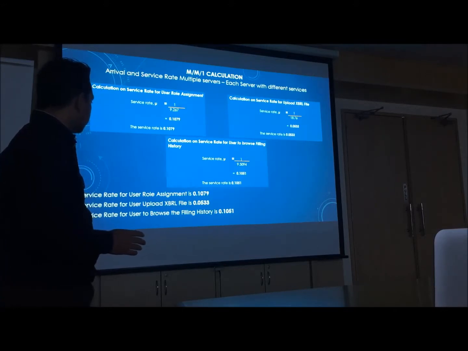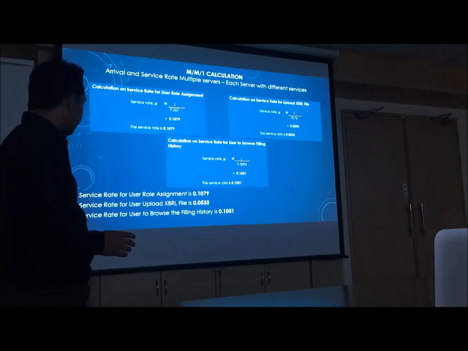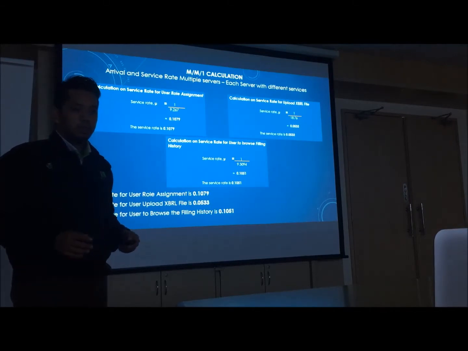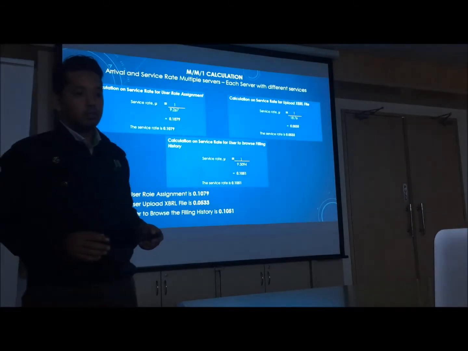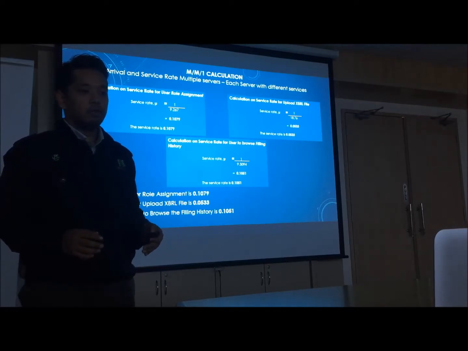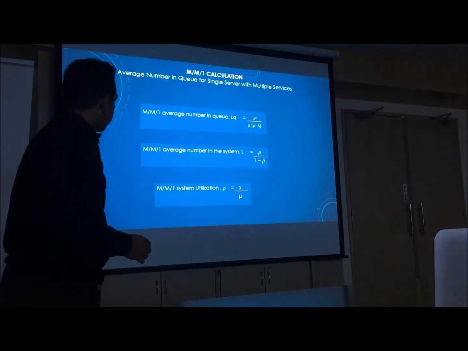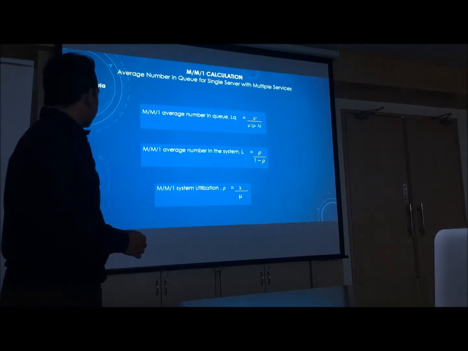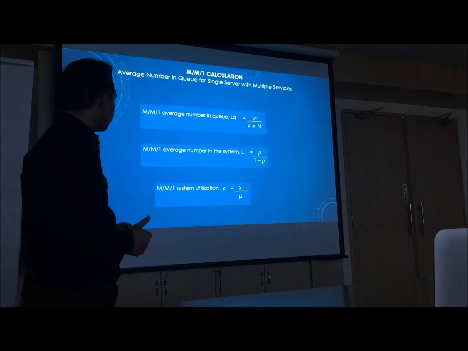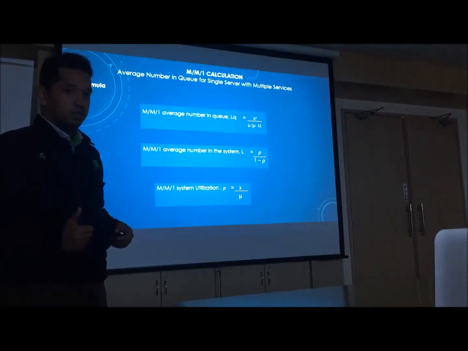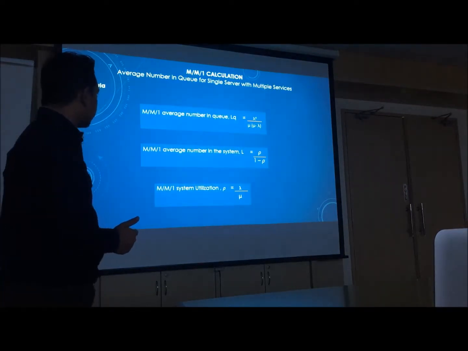So the result we get is 0.1051. So here the service rate for user role assignment is 0.1079. Service rate for user upload XBRL file is 0.0533, and service rate for user to browse the filing history is 0.151. Okay, this is actually the formula for calculating the average number in queue for the single server with multiple services.